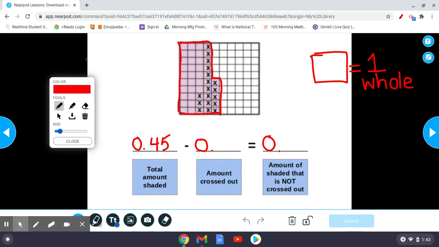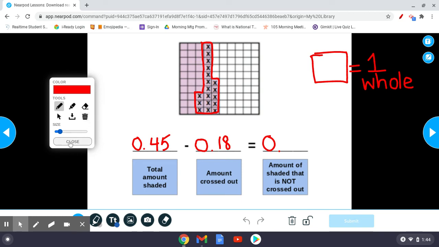The next part is we have to figure out what we crossed out. The part that's crossed out represents what we're subtracting. So we started with 45 hundredths, and now we're going to look at what did we take away? And we're taking away everything that is crossed out. So you can see that we took away one whole column, and we know that that's worth 10, 11, 12, 13, 14, 15, 16, 17, 18. So 18 little boxes represents 18 hundredths.